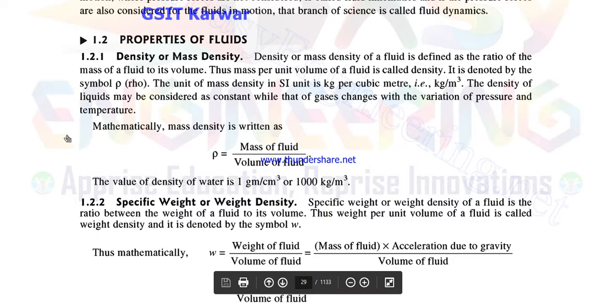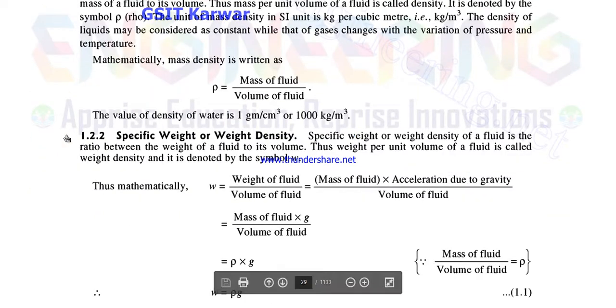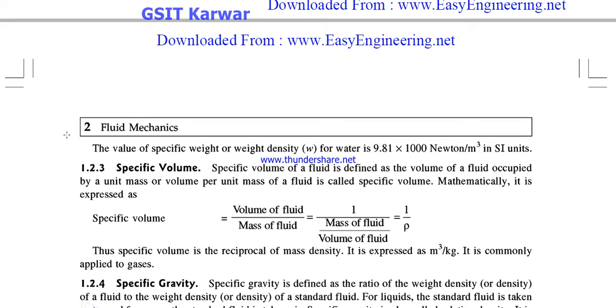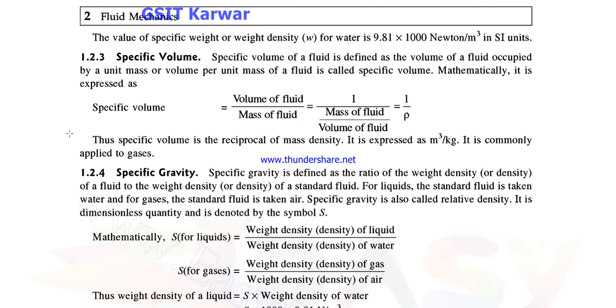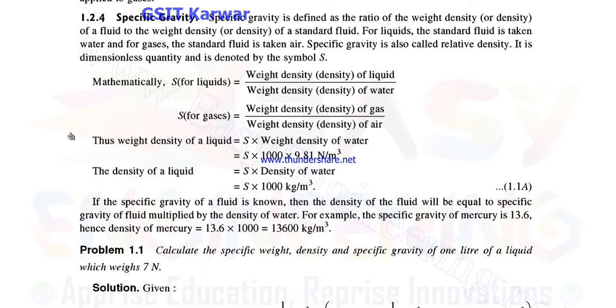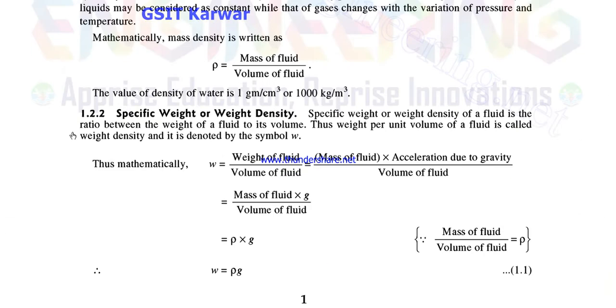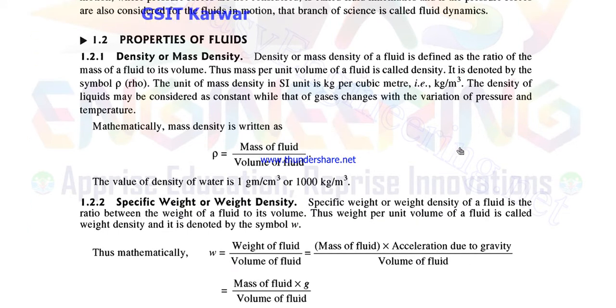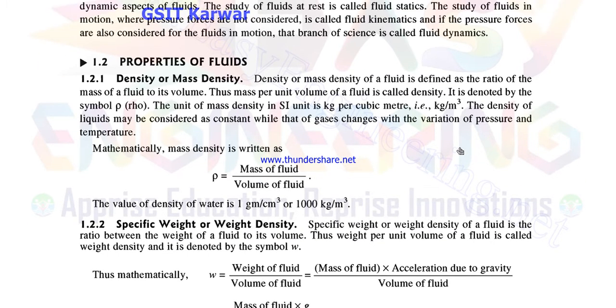Those are density or mass density, specific weight or weight density, specific volume, specific gravity. These are the very important properties of fluids. Okay, let us take one by one. The first one is density or mass density.